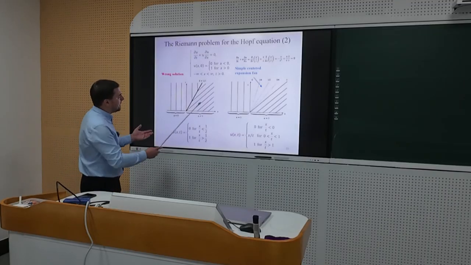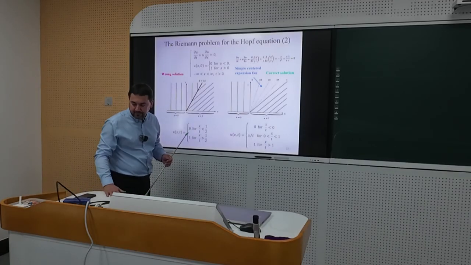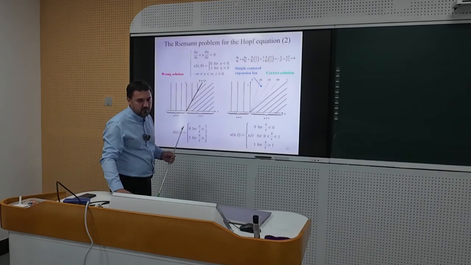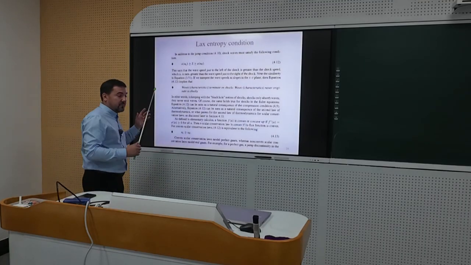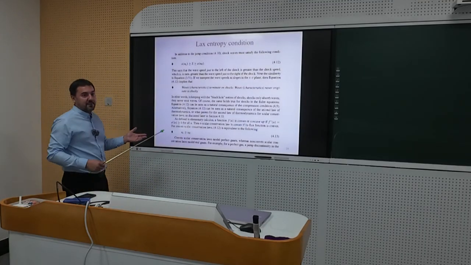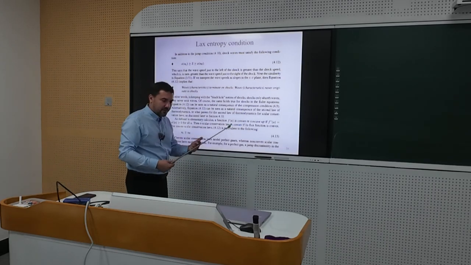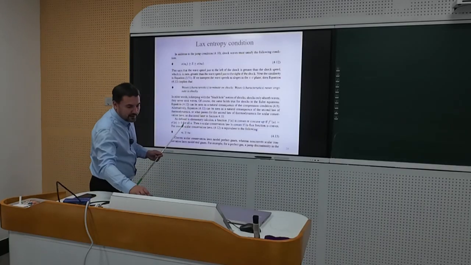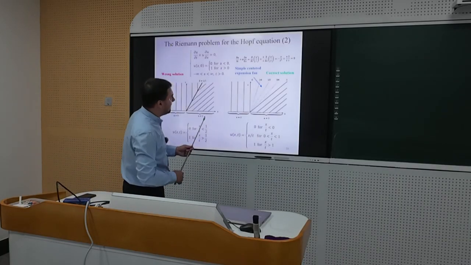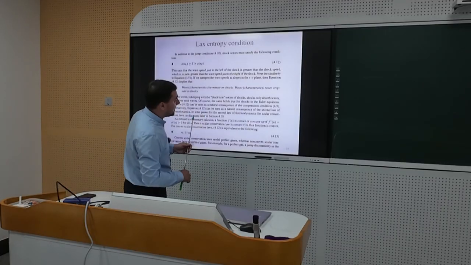Why is it so? Why is this solution wrong? This solution is wrong because we did not take into account the entropy inequality. So like in all equations, we have mass, momentum, and energy equation. But I also told that we should take into account the second law of thermodynamics. Here, we did not take it into account. Here, we just analyzed our conservation law. That's it.